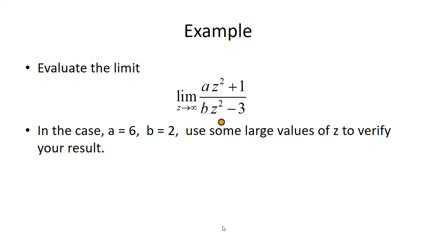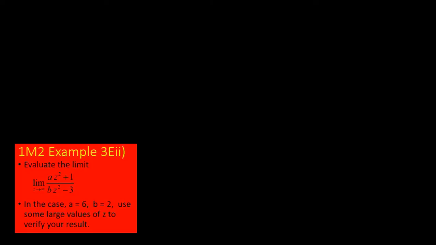Let's see another example here. We have parameters a and b. We're going to see what happens as z becomes very large, as z goes to infinity, to az squared plus 1 over bz squared minus 3. And then investigate a little bit more fully the case where a is 6 and b is equal to 2. But firstly, we'll evaluate that limit in general.